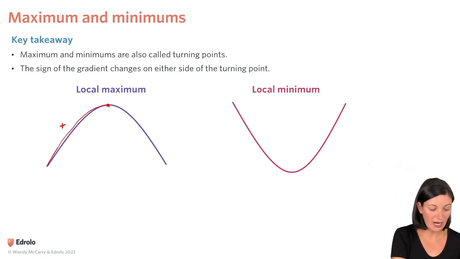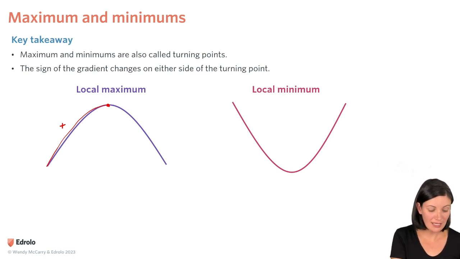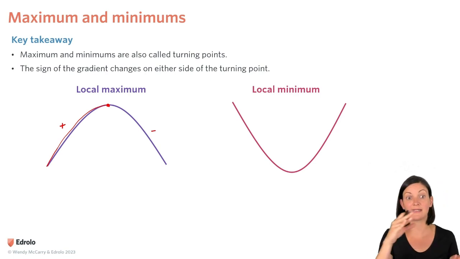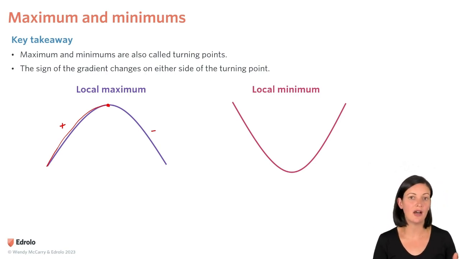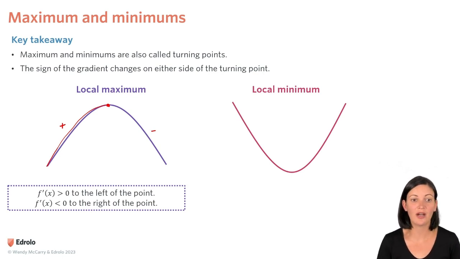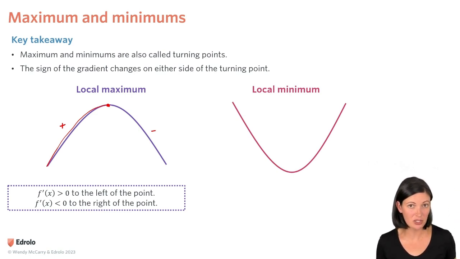And then if we look to the right of the turning point or the maximum, you can see now that the gradient is negative. Okay, so that's what I mean by the sign of the gradient changes on either side of that turning point. And we can write this as the gradient of f, or the derivative f'(x), is greater than 0 to the left of the point, okay? And the gradient function is less than 0 anywhere to the right of the turning point.